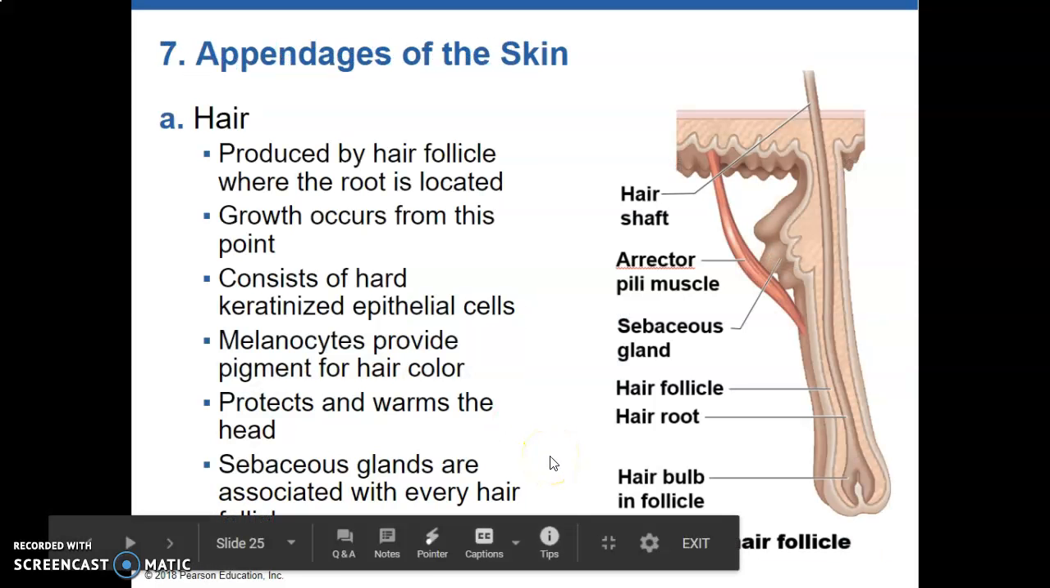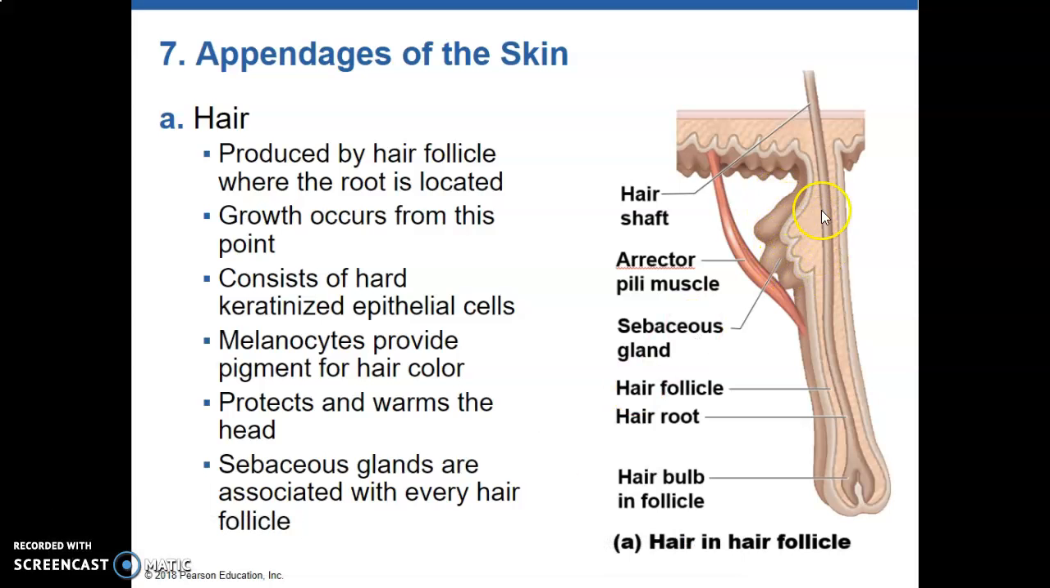Alright, one last note here. Sebaceous glands, located right here, produce oil. And you always have these oil-producing sebaceous glands lining each and every single hair follicle on your body. The function of the sebaceous glands is to produce oil and to put the oil onto the shaft of the hair so that your hair is lubricated and it's a little bit softer that way.